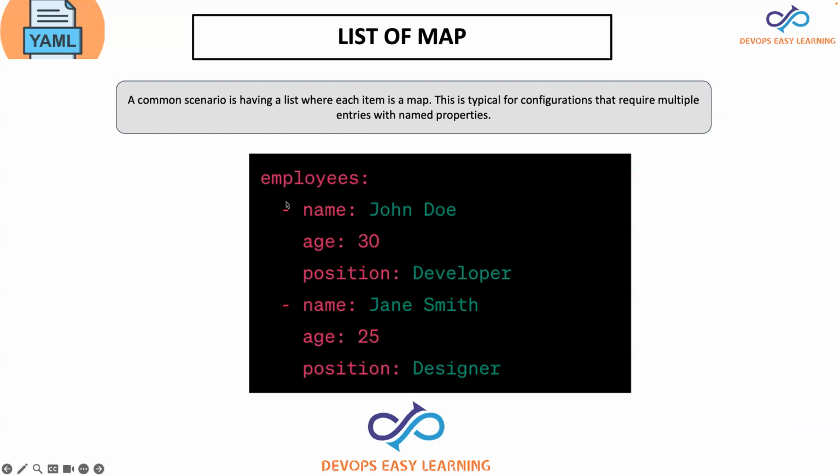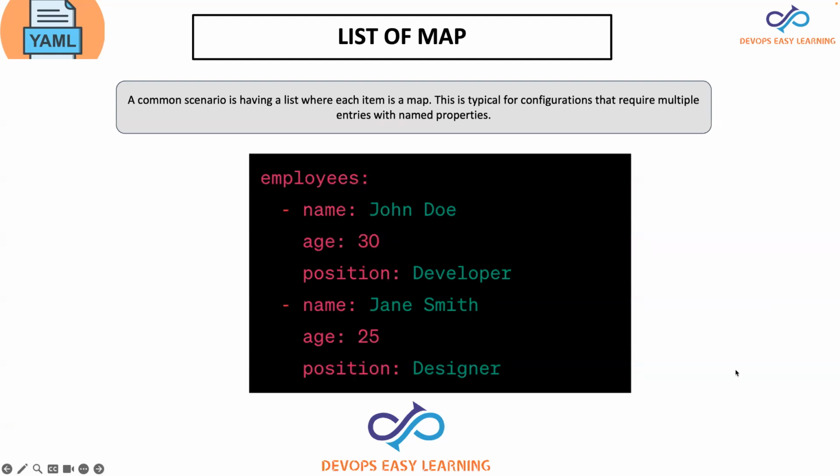So these two blocks actually represent a list, or what I called earlier an extended list. But if you take a look at how these elements are defined, name, age, and position, they represent a map. So we are going to say this is what is called a list of map.